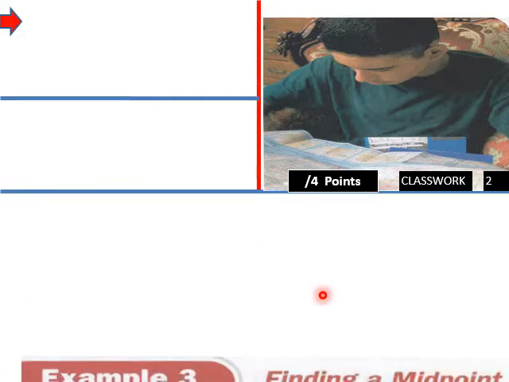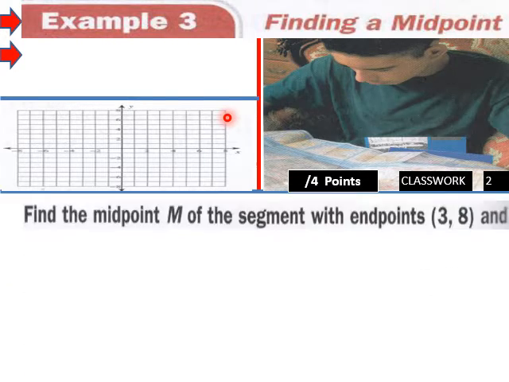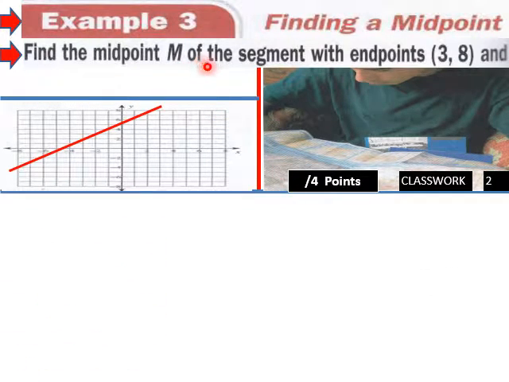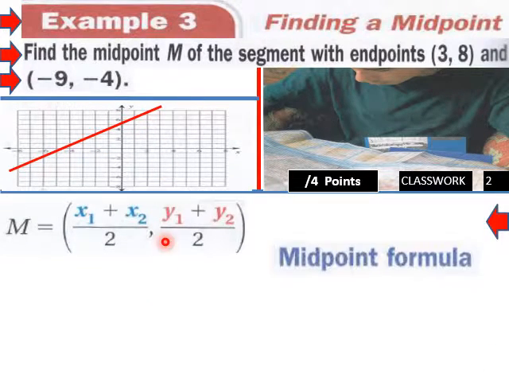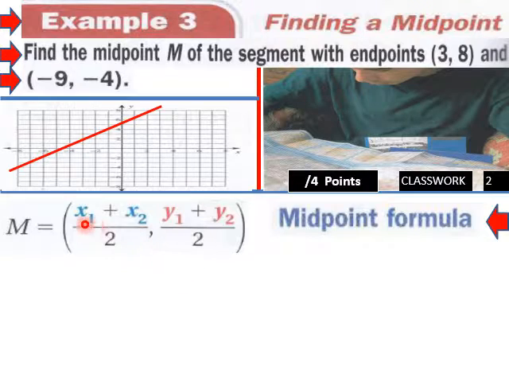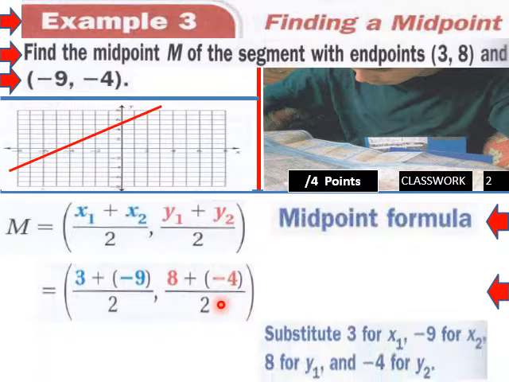So let's try an example, finding a midpoint. Find the midpoint M of the segment with endpoints at 3, 8, which would be here, and negative 9, negative 4, which would be over here. So here's our line segment. How would you find the midpoint of this line segment? Here's our midpoint formula, x1 plus x2 over 2, y1 plus y2 over 2.